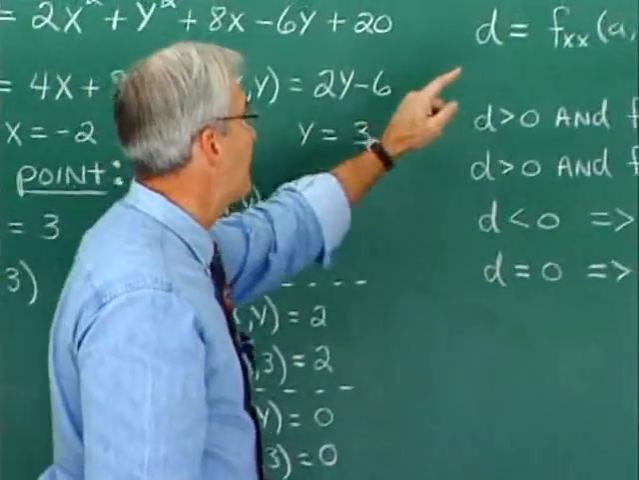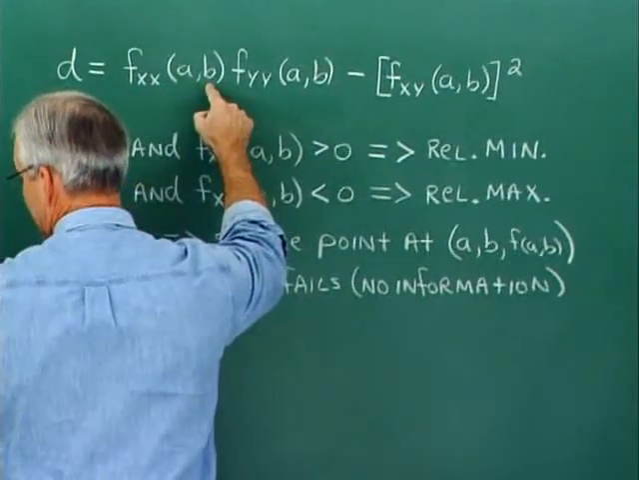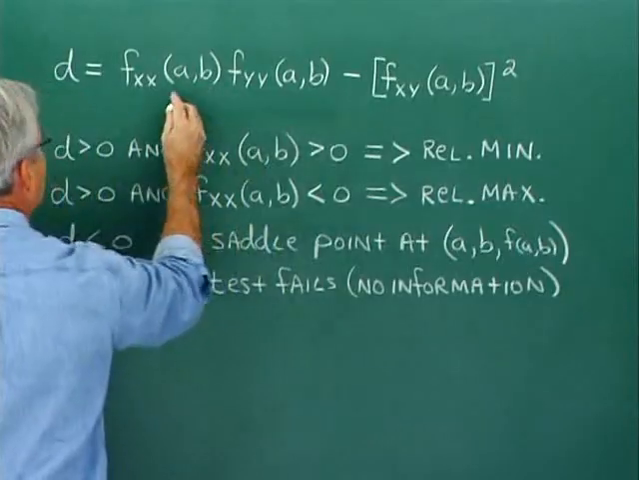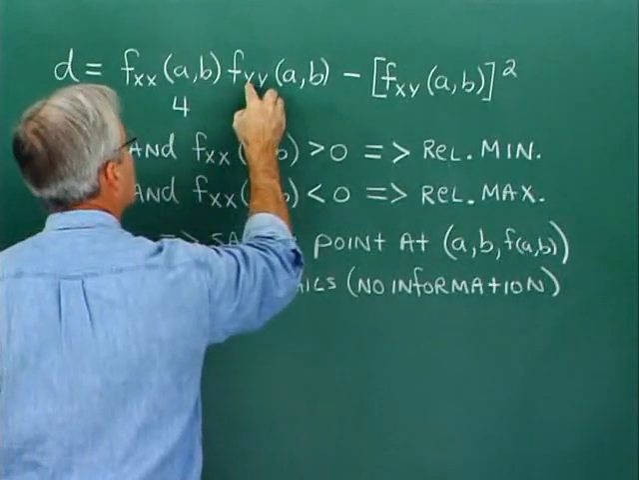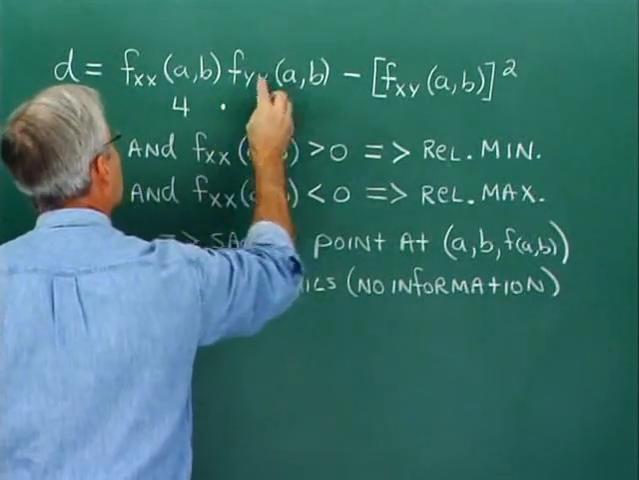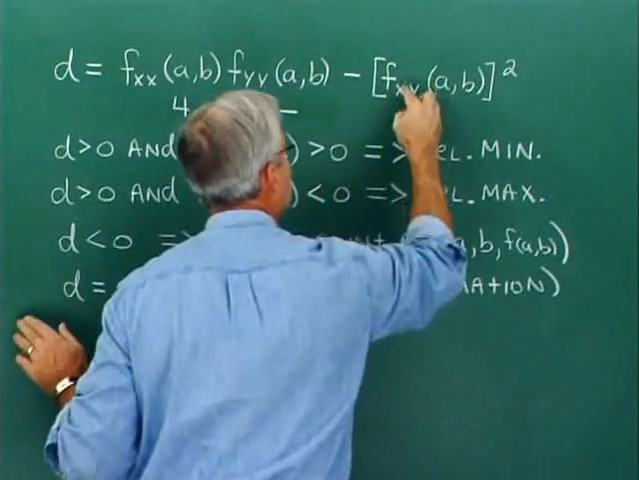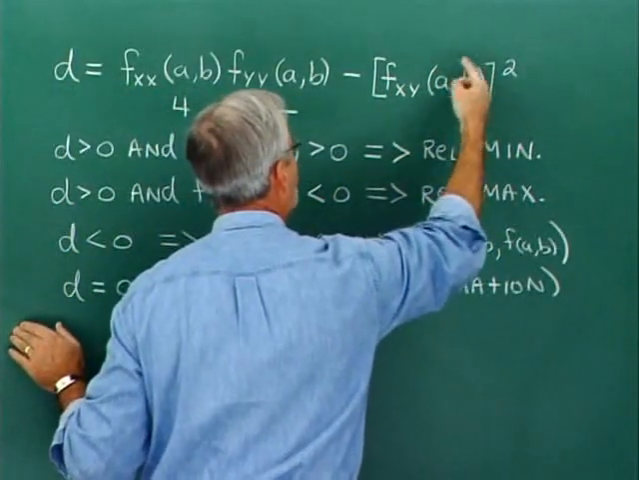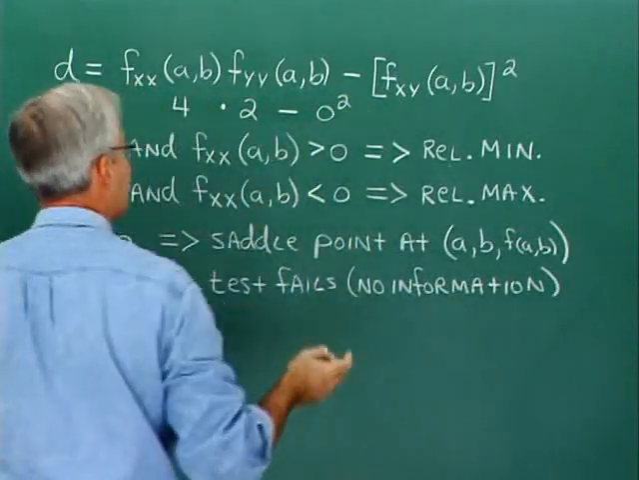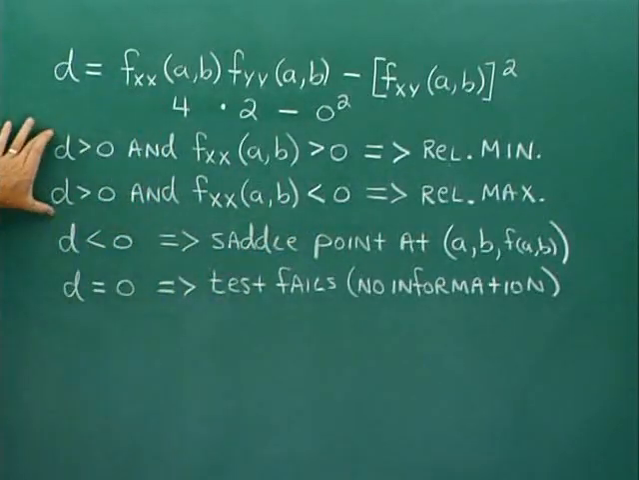We have f double x subscript of our AB, and our AB here is negative 2, 3. And the value that we found for this was 4. And f subscript yy, second partial derivative, and so forth, turned out to be, for that point, 2. And the f subscript xy for our point here turned out to be 0. So this is 0 squared. So we have 4 times 2, 8 minus 0 is 8. So D is 8. D is positive. So D is positive in these two situations.